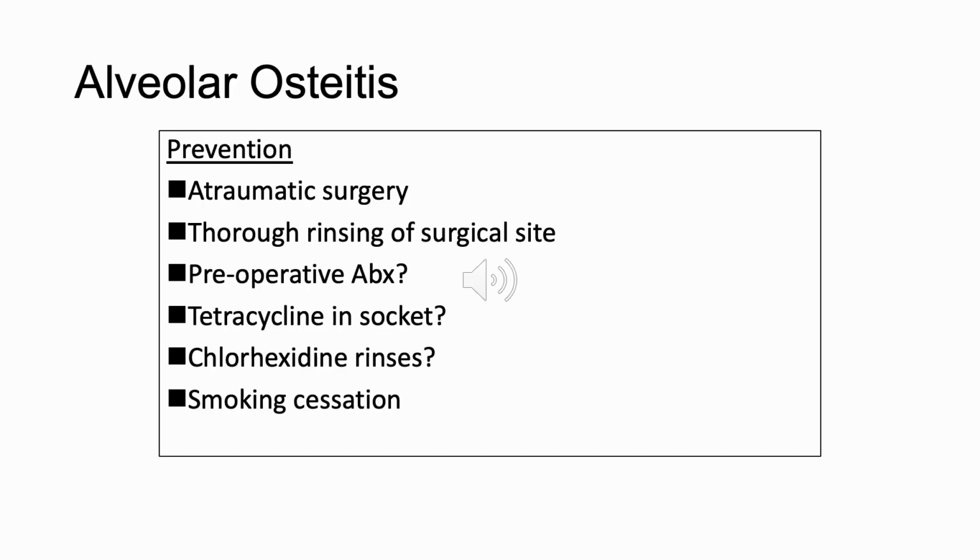Things we can do to minimize dry socket: atraumatic surgery, thorough rinsing of the surgical site. Preoperative antibiotics actually does help prevent this, and this is exactly why I give them. 2 grams of amoxicillin or 600 milligrams of clindamycin has been shown to decrease dry socket. Tetracycline in the socket, this would be sort of in place of a preoperative oral antibiotic. Chlorhexidine rinses, I give those to everybody afterwards as well, primarily to prevent dry socket. And smoking cessation, everyone knows they should quit. Smokers are way more likely to get dry socket, so this is sometimes a good excuse for them to quit.